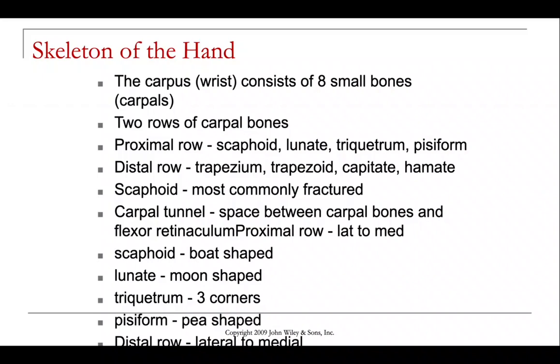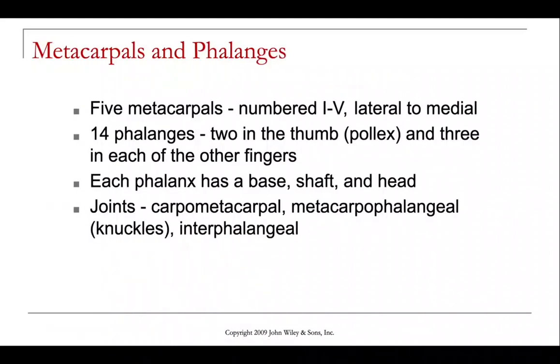So you have your proximal row that goes lateral to medial. So the scaphoid, it's called that because it's boat-shaped. The lunate is moon-shaped. The triquetrum got the name because it has 3 corners. The pisiform is P-shaped. So this is what's in the distal row going from lateral to medial. So you have 5 metacarpals. We number them 1 through 5. They go lateral to medial. You have 14 phalanges. So it doesn't mean you have 14 fingers. You just have 14 phalange bones.